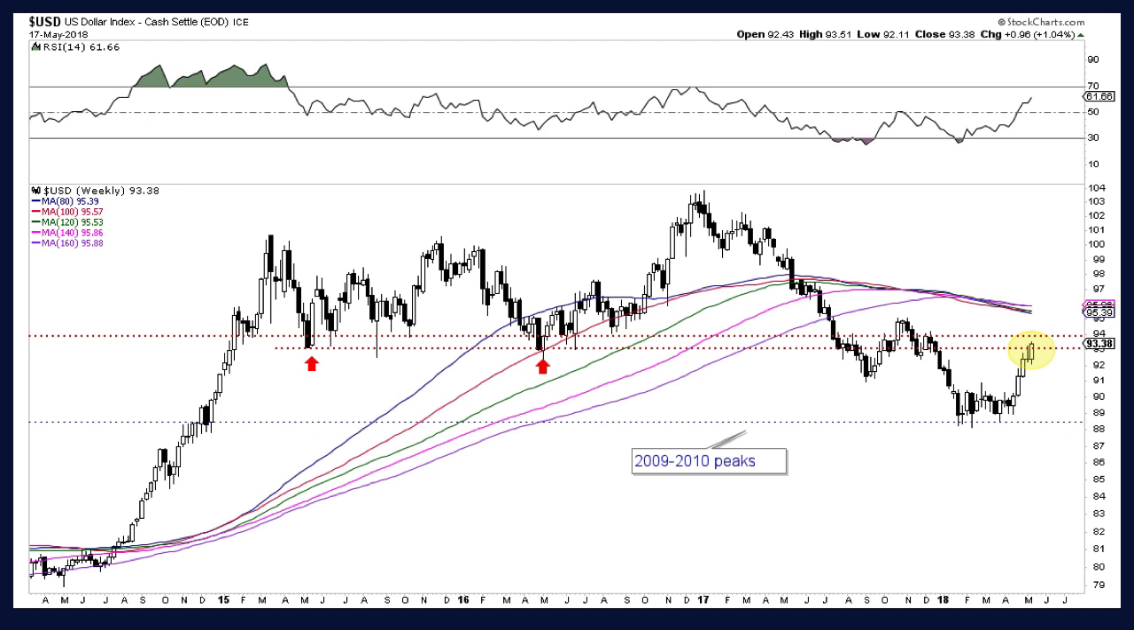Now, the dollar has pushed up through initial resistance right at about 93, and that was a significant low both in early 2015 and early 2016. So the dollar has pushed up through that, and the next resistance would be 94, but really the next strong resistance looks to be around 95 or 95 and a half or thereabouts. That is very close to the peak towards the end of 2017.